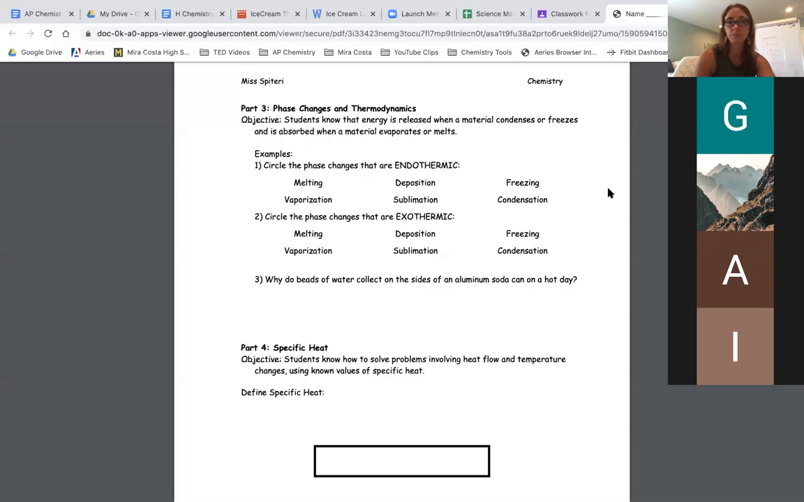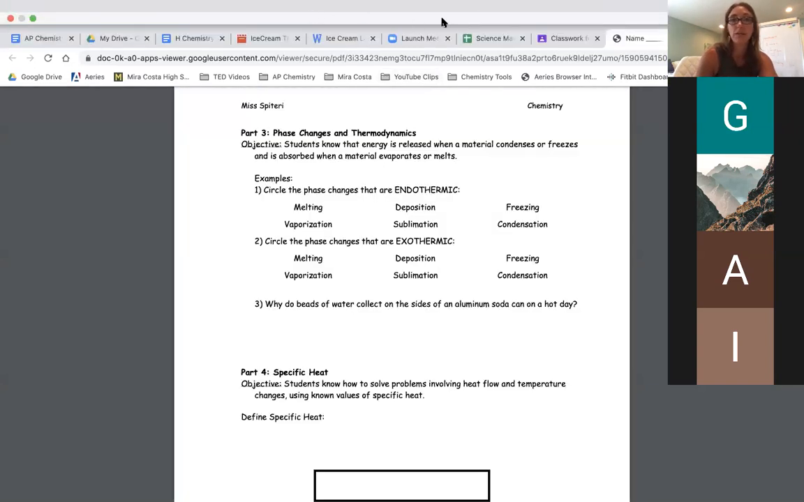Where did they go? Here we go. All right, so the phase changes that are endothermic, where you have to put heat into the system, right? Things that are endothermic are going to result in a product with higher kinetic energy, right? It's like the warming process, anything where they're getting warmer.